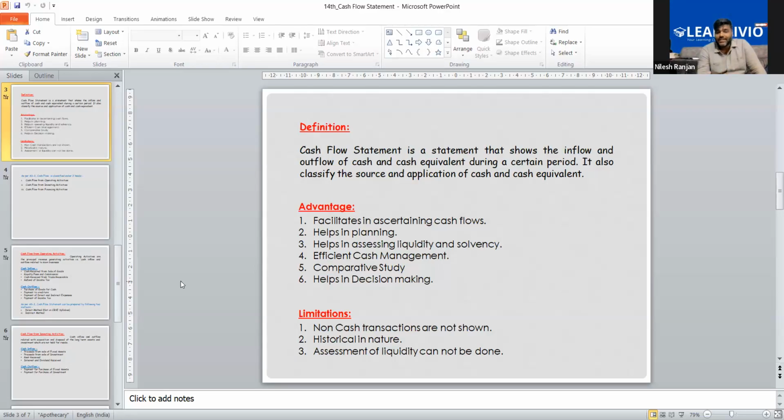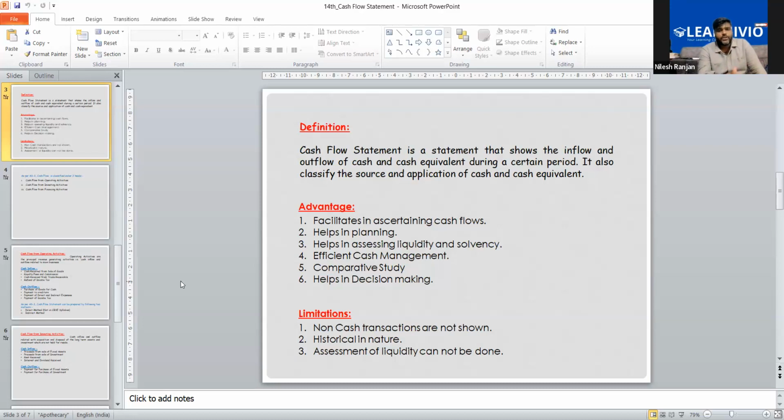The second is historical in nature. Obviously, the financial statement is prepared for the past because all the past transactions are shown in the financial statement, not the future transactions. So it is historical in nature because the cash flow statement is also prepared from the financial statement. It is part of analysis: cash flow statement, fund flow statement, ratios. All these things are prepared from the financial statement. So if the financial statement is historical, then obviously all these things will be historical. So the cash flow statement is also historical in nature.